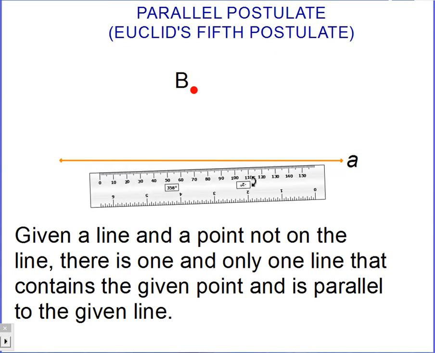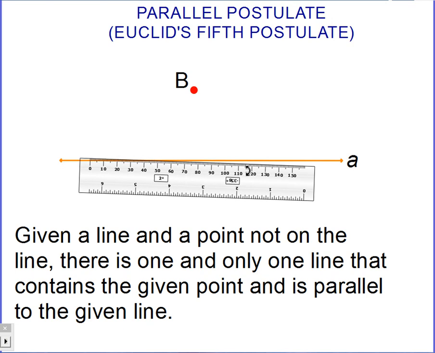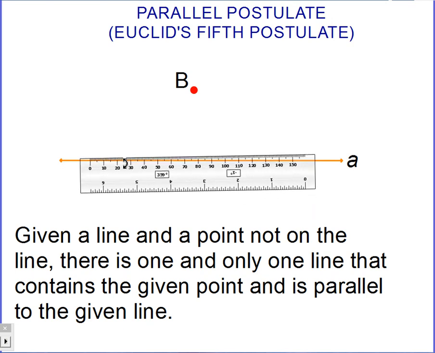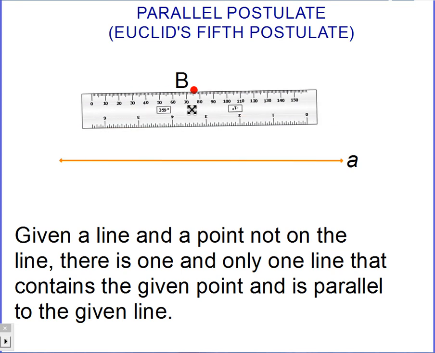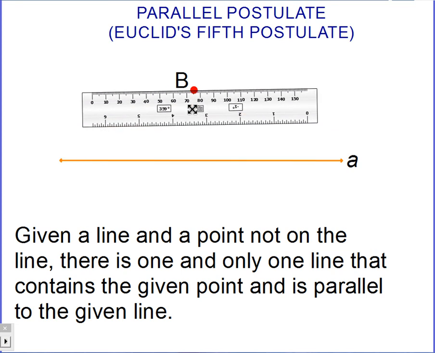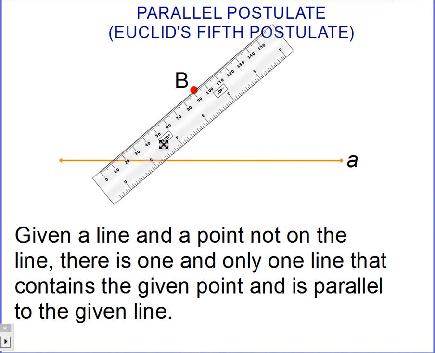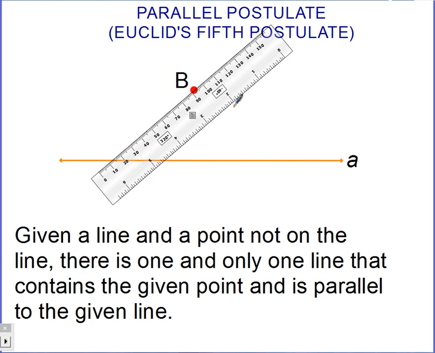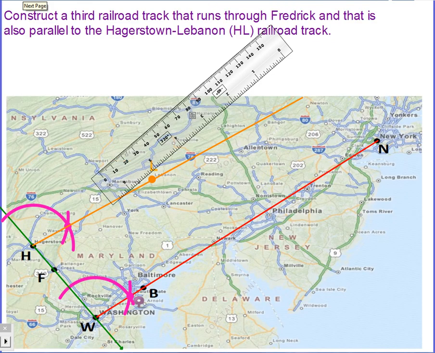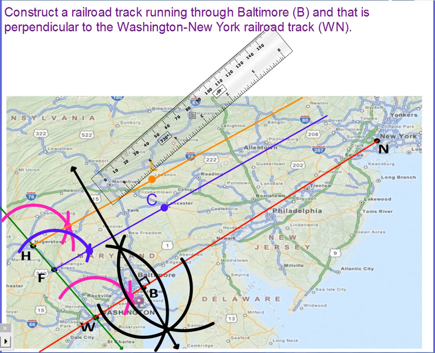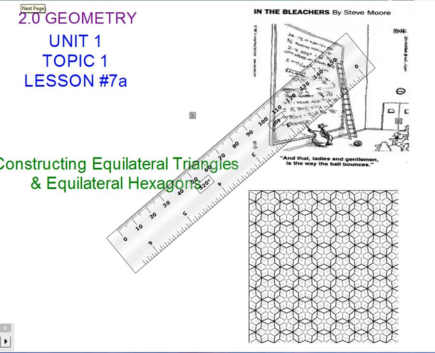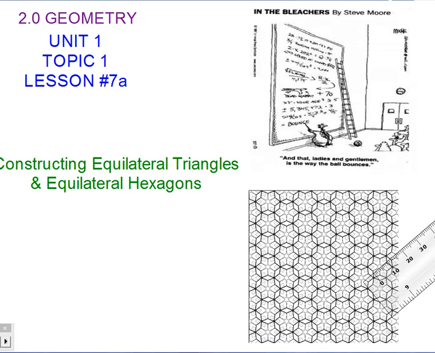Some of my students in the past have tried this little trick. They take their ruler and line it up, and then they just try to slide it up like that. That will not be acceptable. I need to see your constructions to show me that you've created a transversal, arc, arc, find your parallel line. Okay? So you want to practice that. All right, I think I am going to move past this a little bit. All right, so we are now on to 7A, where we are going to construct equilateral triangles and hexagons.